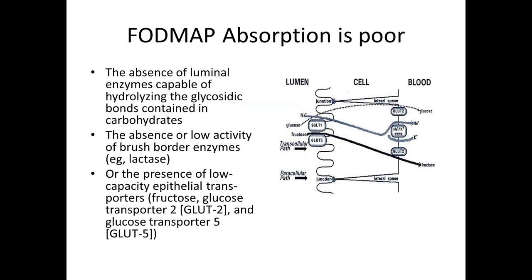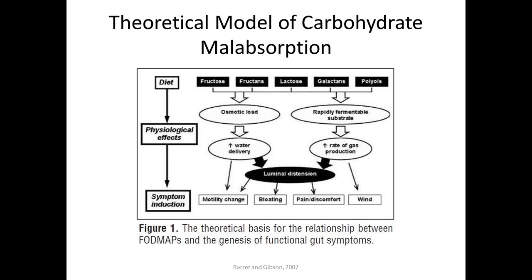The reason why the FODMAPs are poorly absorbed is there's a low activity of brush border enzymes such as lactase to deal with some of these carbohydrates, and the result is we see an increased osmotic load in the lumen coming from the maldigestion, which makes them rapidly fermentable and available for fermentation. And we see luminal distension when there's a FODMAP intolerance, and motility changes, bloating, pain, basically similar SIBO symptoms. So if you can imagine giving high FODMAP foods to bacteria would cause further problems with bacterial overgrowth.